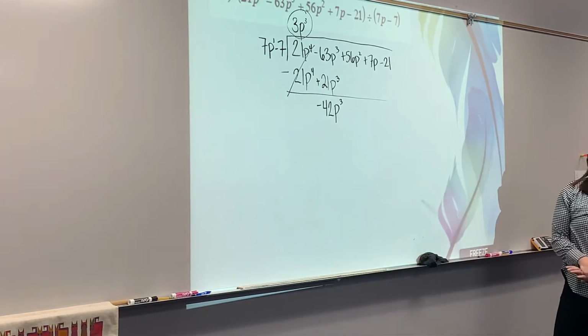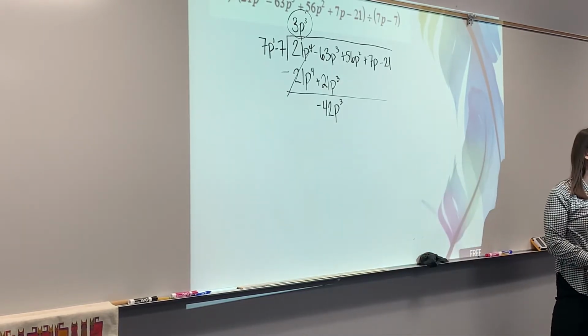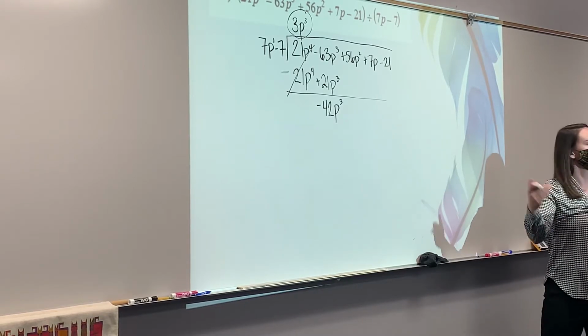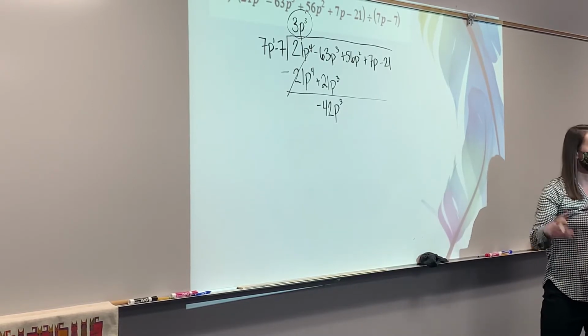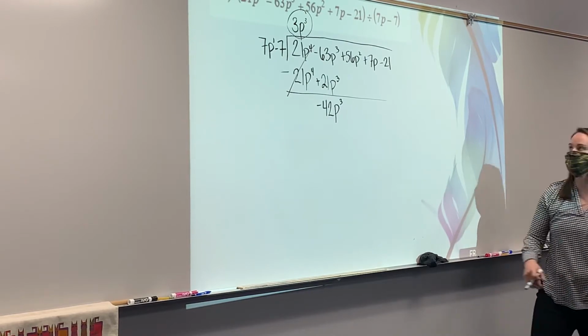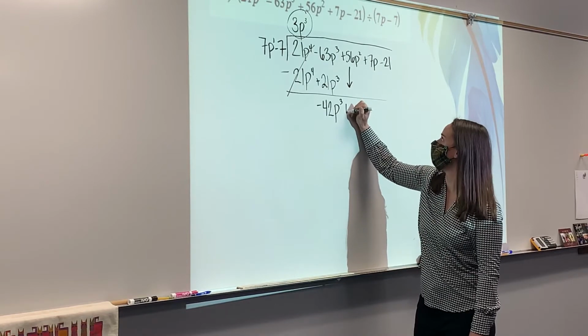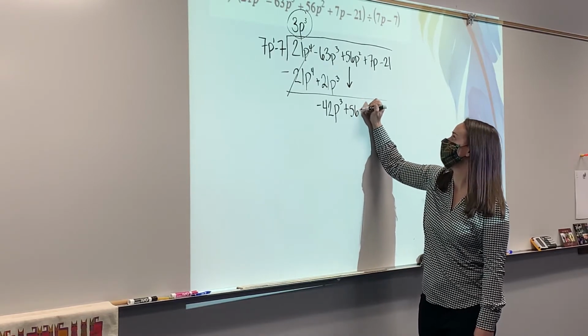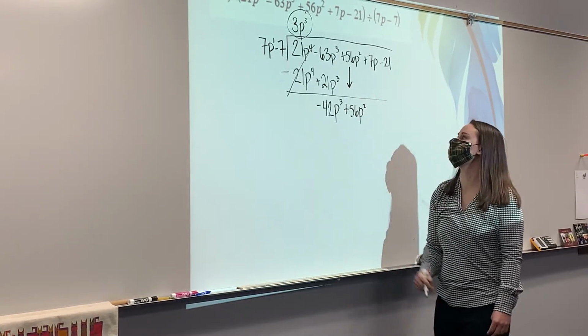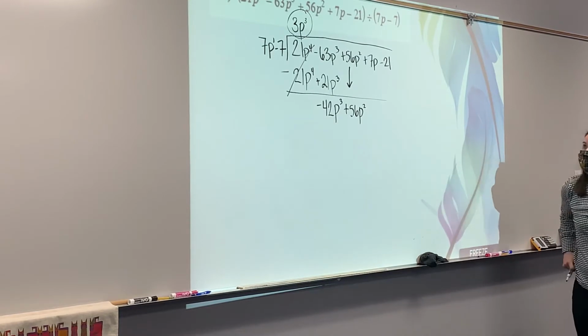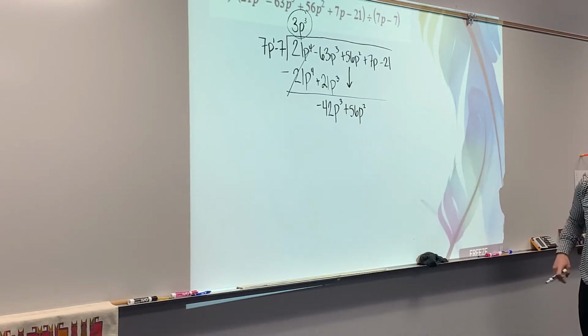Our next step is going to be, remember my rap song? Drop it like it's hot. Drop it like it's hot. Drop it like it's hot. So it's going to be a plus 56p squared. And we're at the stage now where we start all over again. It's nothing new now, it's just the same process.